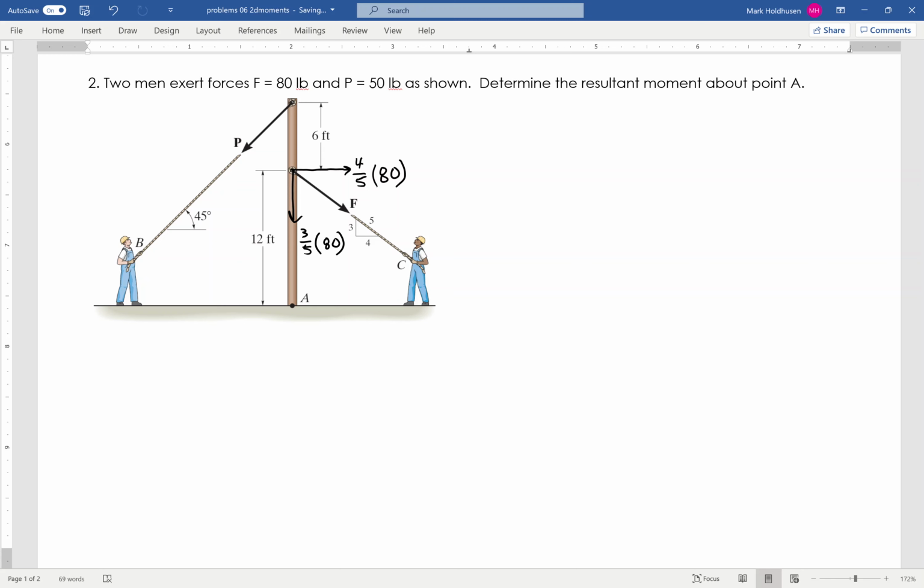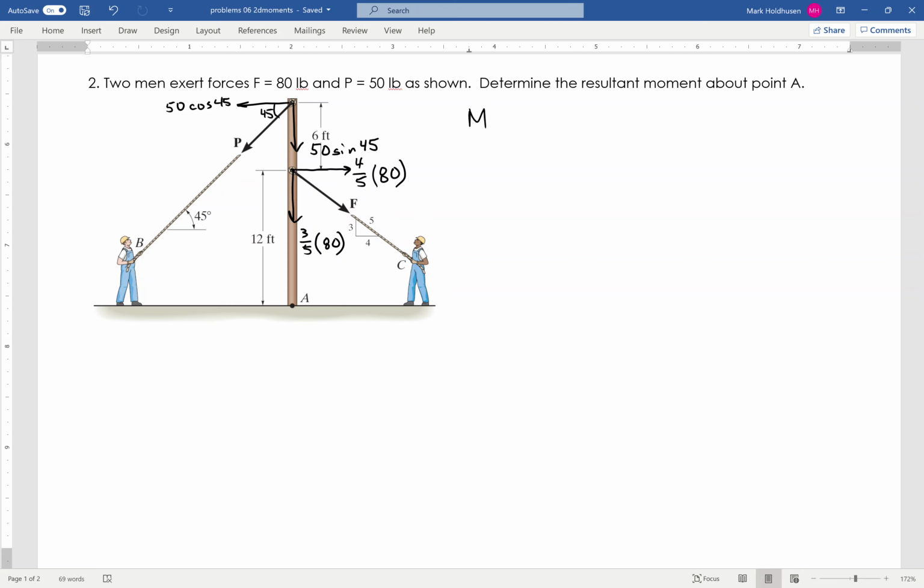Okay, P is 50 pounds, and that's going to be basically a sine and a cosine 45. So if I've got 45 here, we'll call this 50 cosine 45, and this one here 50 sine of 45. Now for each one of these forces, I want to take the moment of each force and then add them together. So we'll start with the 80.